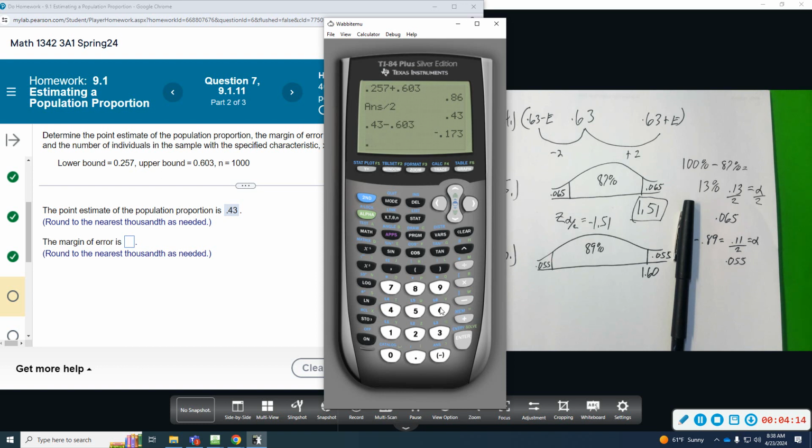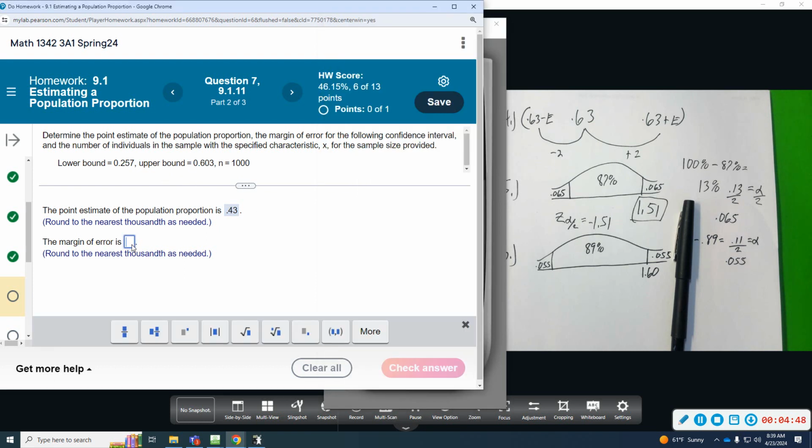You could also find the distance between these. So if I do 0.603 and subtract the 0.257, so it's kind of like finding the range, I'm subtracting the lower bound from the upper bound. This gives me 0.346. So that's the distance. Now this distance is going to be split into 2 even parts. So if I take that number and divide by 2, it gives me again the 0.173. So you can just find the distance from the middle to one side, or you can subtract the 2 and then divide by 2, and that gives us 0.173 for our margin of error.